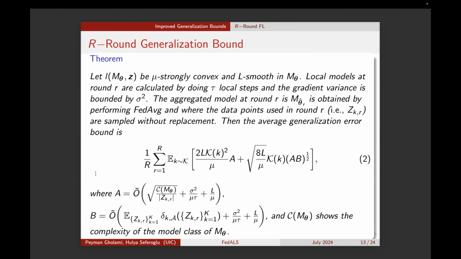And here we have one additional assumption, that the data points used in round R, in other words, Z_K^R for all K, should be sampled without replacement. The bound here again has two terms. The first term is related to generalization of nodes locally, and the second term relates to non-IIDness. In the first term, we will see the complexity of the model class, as shown here with curly C of M_theta.